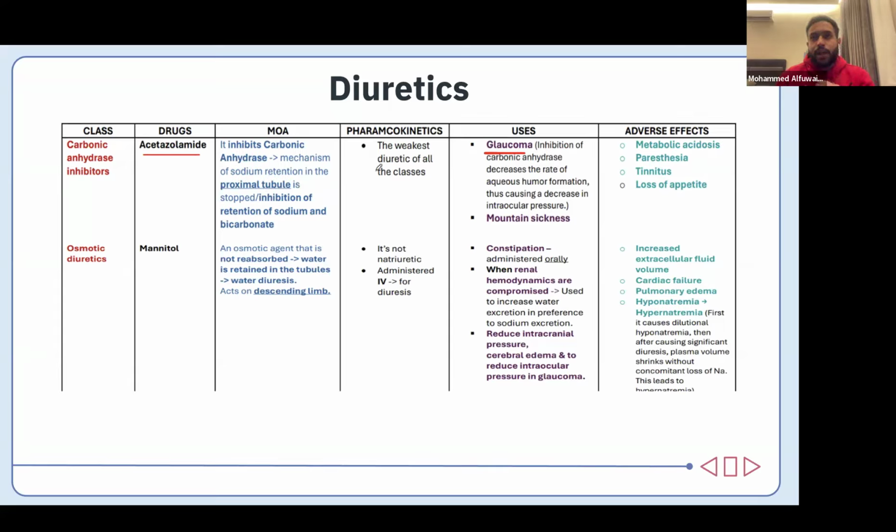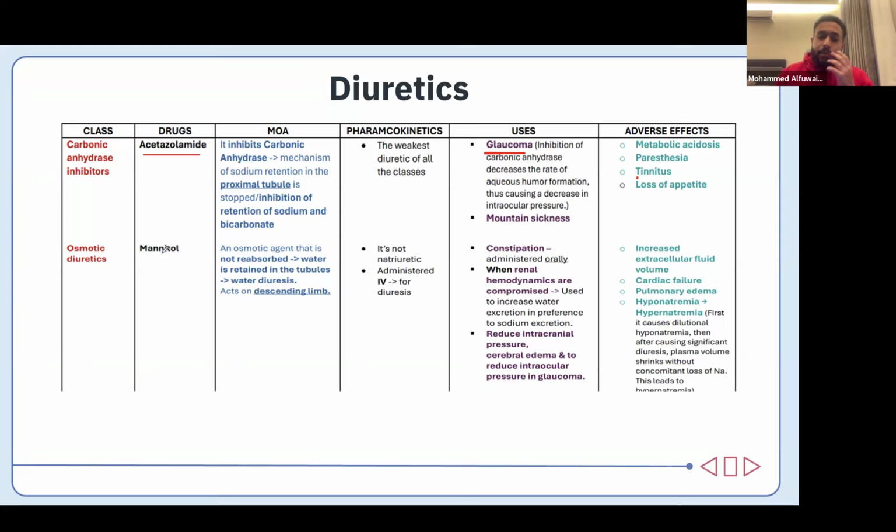This isn't commonly used as a diuretic. We usually use it in glaucoma and something that's not written here, but in intracranial pressure. If we're trying to decrease intracranial pressure, not rapidly, such as when you use mannitol, but in other things. So, for example, if a patient has a certain disease called idiopathic intracranial hypertension, we use acetazolamide. They cause metabolic acidosis, tinnitus, which is ringing in the ear, and so on.